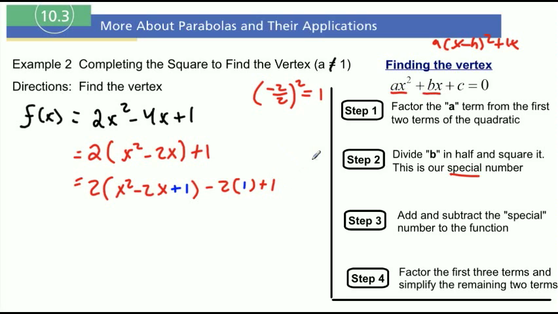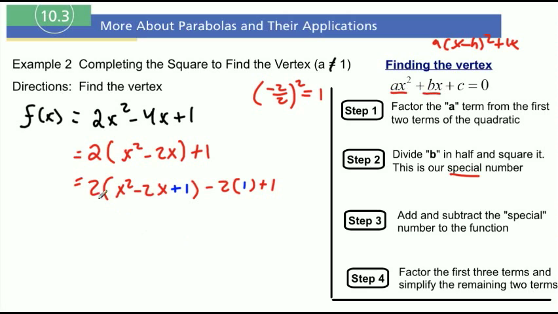Okay, so let me just review what I just did before I move on. What do we do with our special number? Well, I add the special number inside of the parentheses, and then I have to subtract that special number outside of the parentheses, but since it has a number on the outside, make sure you multiply that as well. Okay?